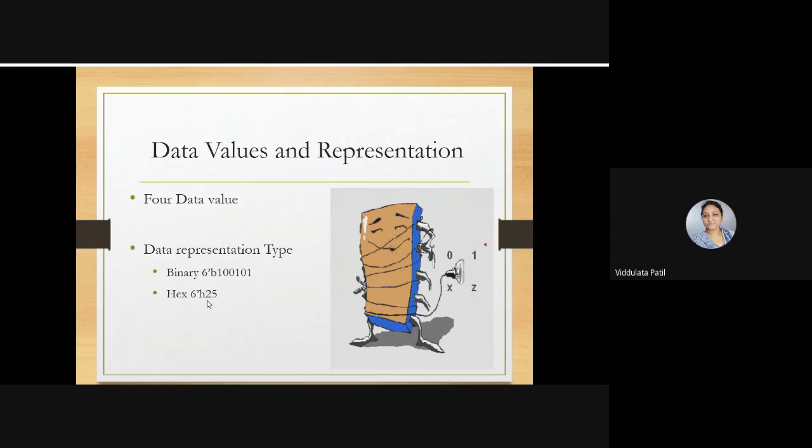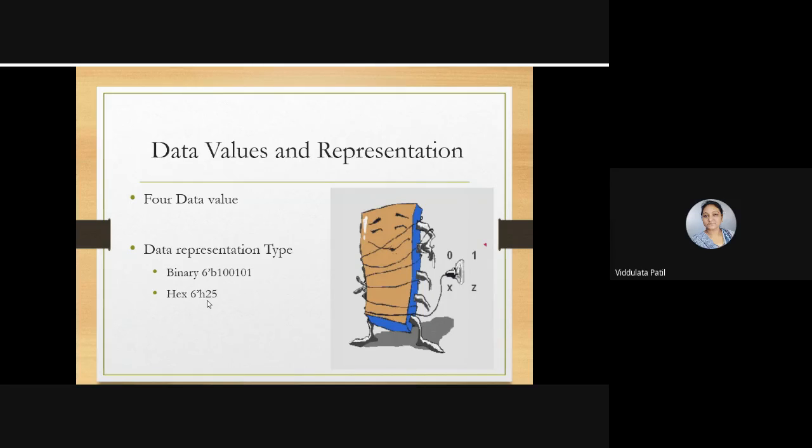0010, 0101. Okay, so now we are going to represent this in 6 bits only, so it will be 100101. Okay, so that is the representation of this number.